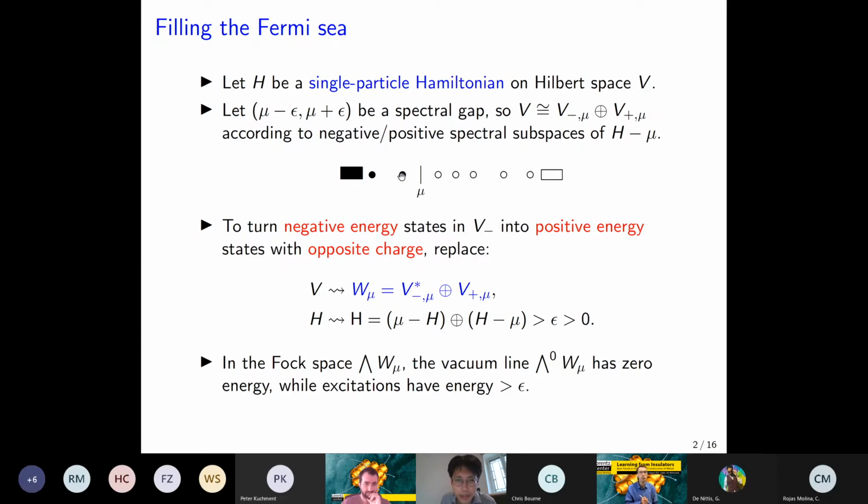Okay. But I also want to mention the situation where you may have some sort of discrete spectrum, as well as a continuous spectrum. Okay. So there are little blocks of spectrum, and there are also little dots of spectrum. So when you put a Fermi sea, you want to create a vacuum in the many-body Fock space, such that the negative energy states on the left-hand side are turned into positive energy states, and crucially, they have the opposite charge. Okay. So formally, what you do is instead of V, you convert to a Hilbert space W with reference to the vacuum level mu.